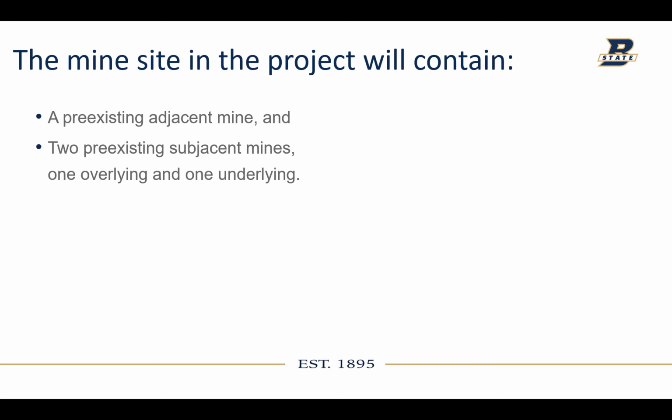This mine site is going to contain a pre-existing adjacent mine. That's something that's very common and you will run into a lot. And two pre-existing subjacent mines. So we're going to have one overlying and one underlying mine over top of what we're going to project here. This sounds very complicated, and well, it is, but you'll find out as we go through the class that there will be a way to simplify this problem so that we can solve it with the tools that we have without using some sort of numerical modeling software like LaModel or something.